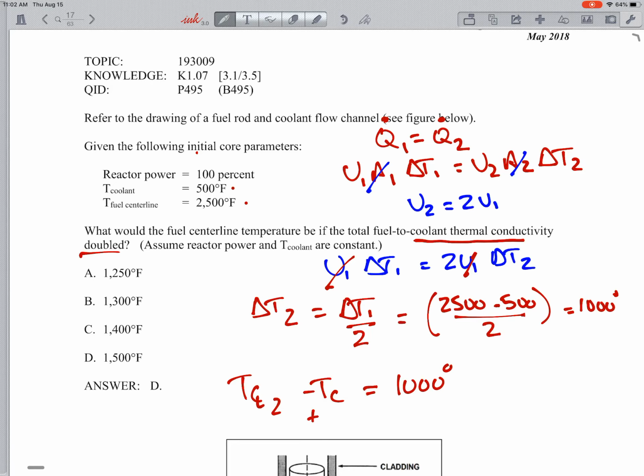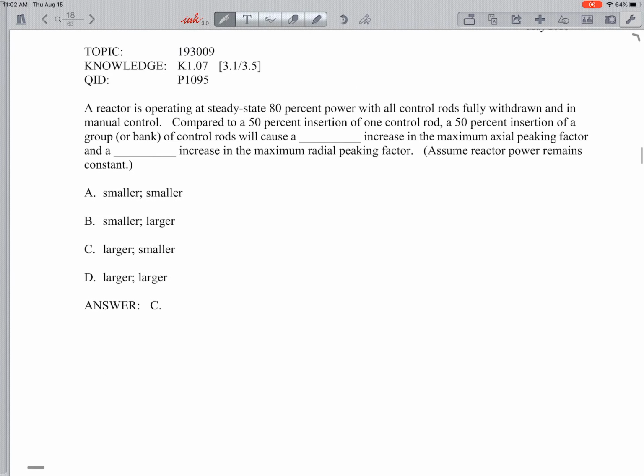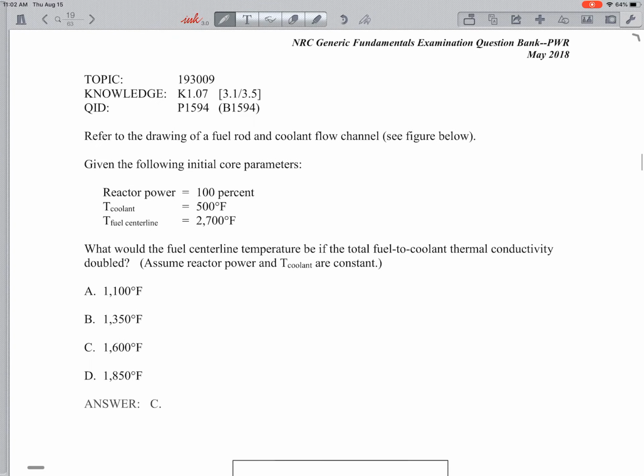So we'll have to add temperature of the coolant in state 2, which stays the same, right, because we're constant. And now we say temperature center line at state 2 is equal to 1000 plus 500, which is 1500 degrees Fahrenheit. The answer is delta. Okay. Pretty easy, huh? So we'll keep going through them, see if anything pops up to make it really hard.